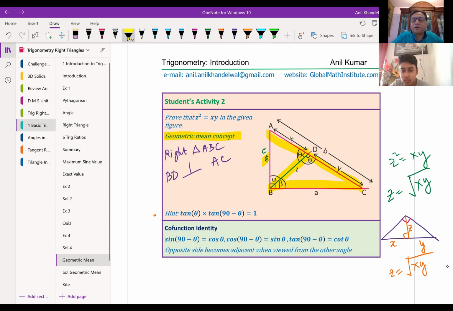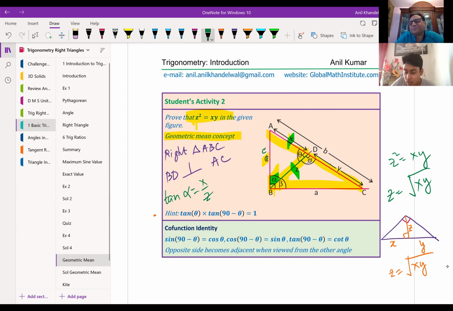What is sine alpha equal to? Sine alpha, if I break this angle into alpha and beta, sine alpha will be x over z. We are trying to figure out which ratios are relating x, y, z, correct? So if you see x and z with alpha, right? So we say tan alpha could be equal to what? X over z, right?